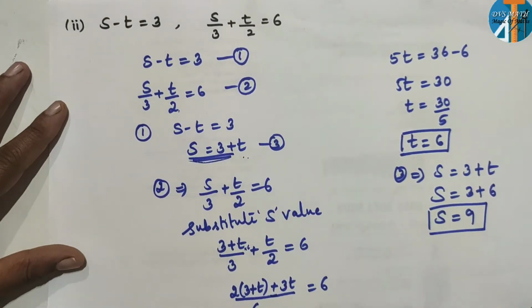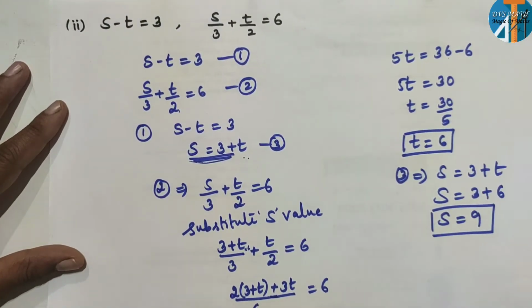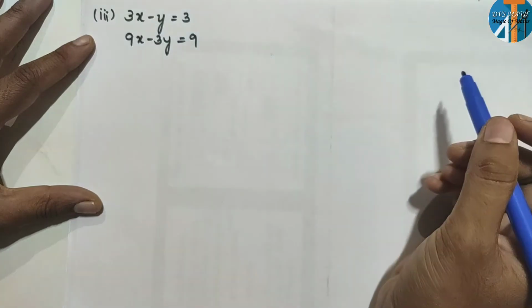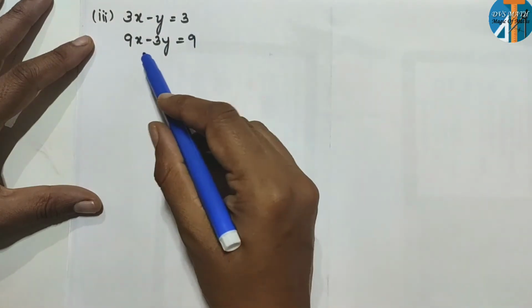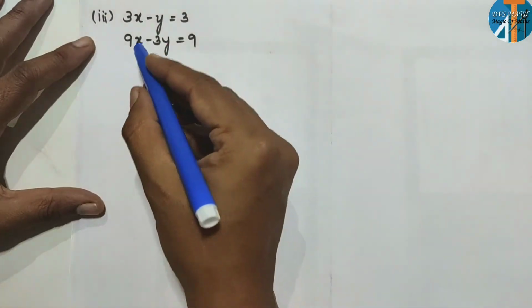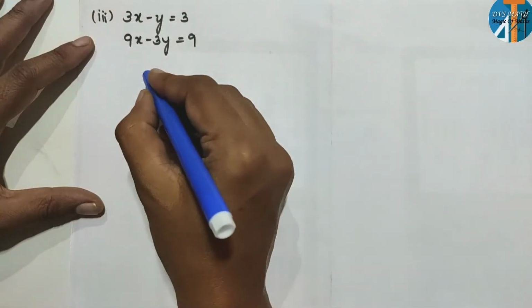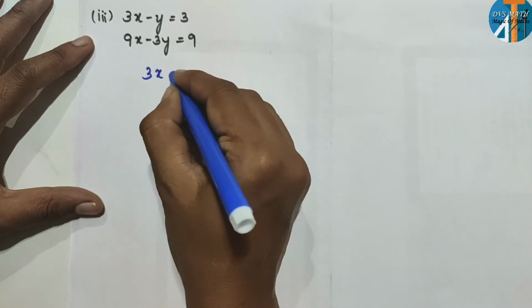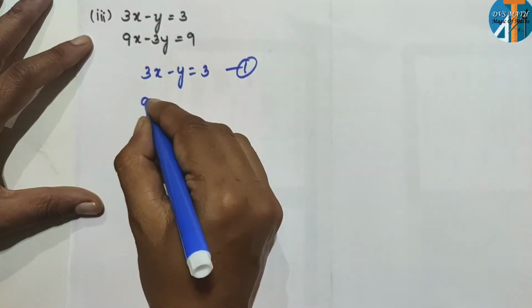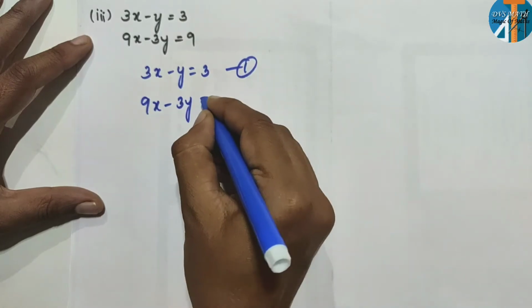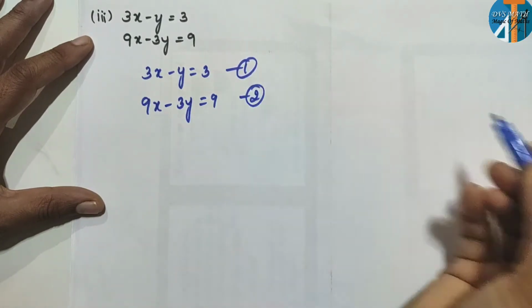What about the substitution method? Okay, let's go for sub question 3. Here also you are having two equations: 3x minus y is equal to 3, and 9x minus 3y is equal to 9. So let us write equation 1 and 2. Let us take the first equation, 3x minus y is equal to 3, as equation 1. And 9x minus 3y is equal to 9, as equation 2.